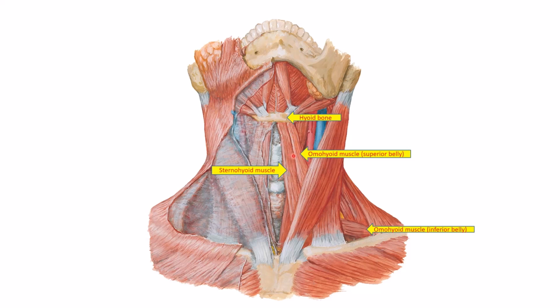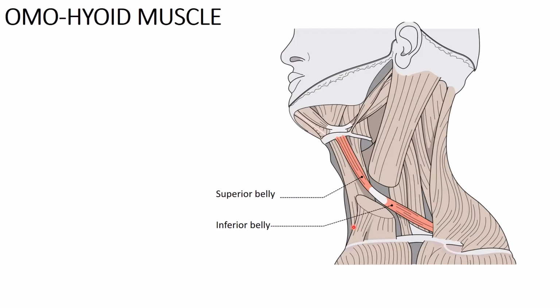The first one here, as you see, just below the sternocleidomastoid muscle, is called omohyoid muscle. Omohyoid muscle, omo means scapula, hyoid means hyoid bone. So this is obvious that this muscle connects between the hyoid bone and the scapula. Okay, it has a superior belly and inferior belly, and in between this is intermediate tendon. Superior belly, inferior belly, and intermediate tendon. This is called omohyoid muscle.